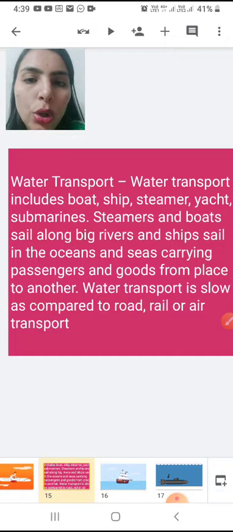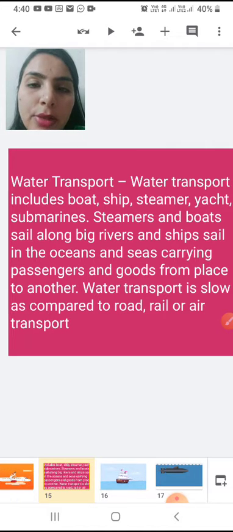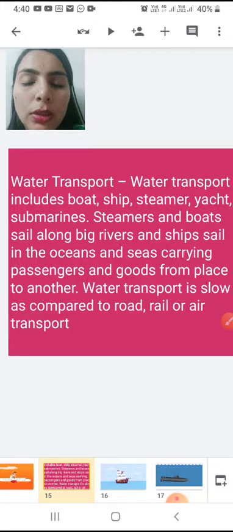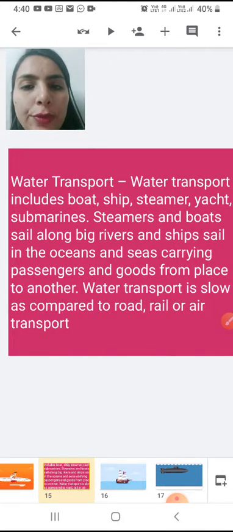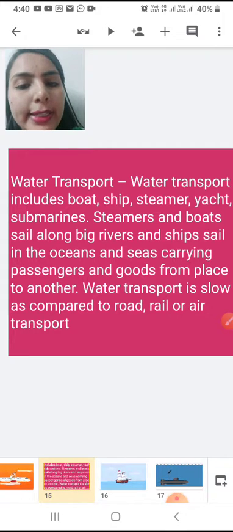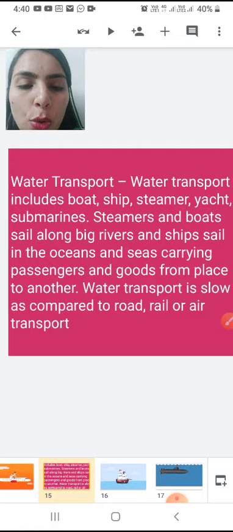Steamers are also used for traveling. Yachts and submarines are also used for traveling. Submarines run under the water, and also people use submarines. So these are the different kinds of water transports.